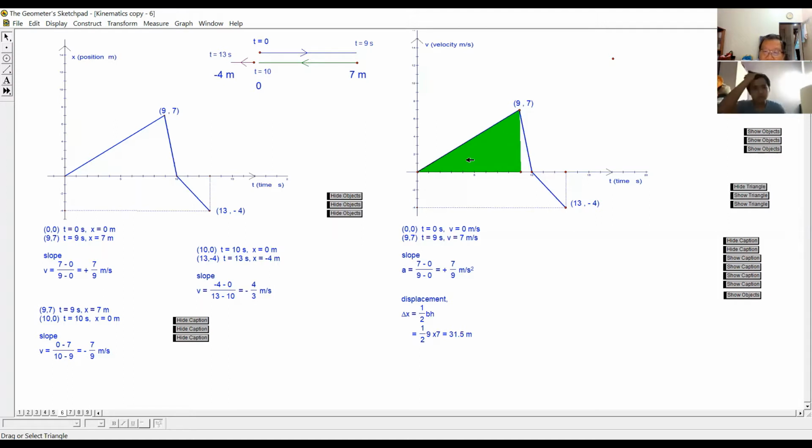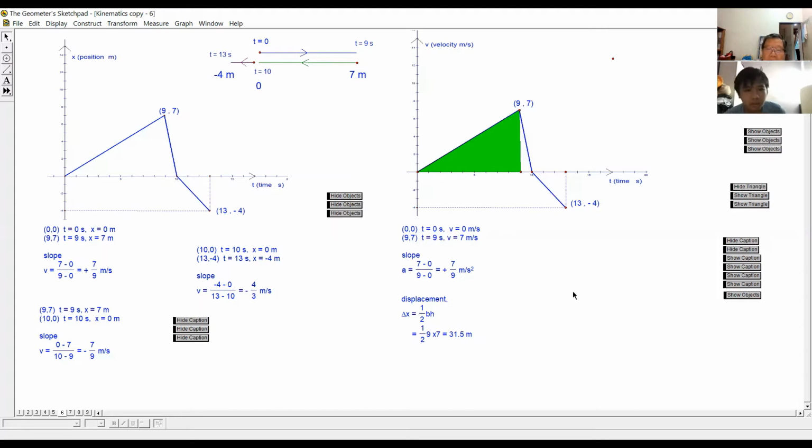In order to find the change in displacement, I use the formula for a triangle to find the area. And this area is in meter, right? Meter per second multiplied by second is meter. The unit is meter. So half, what is the base here? 9. What is the height? 7. So half times 9 times 7 is 31.5 meter.